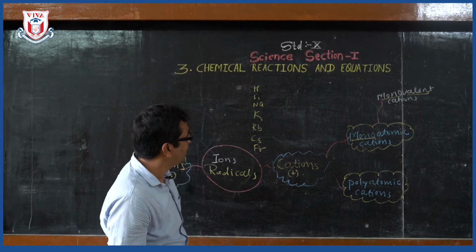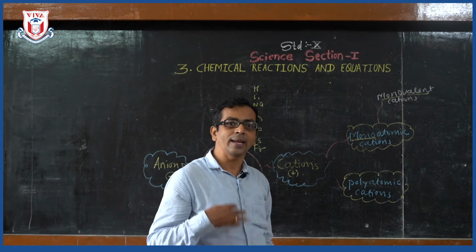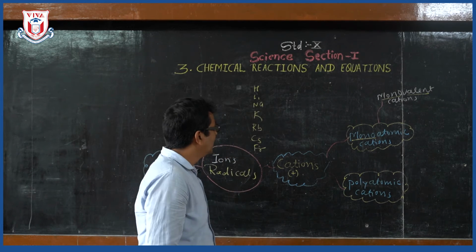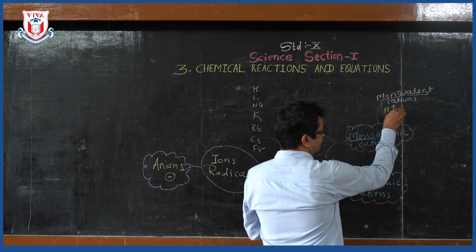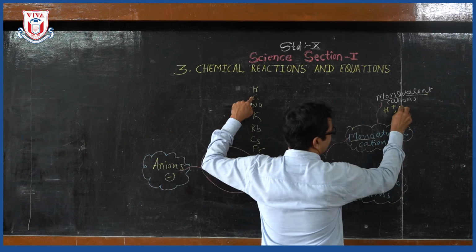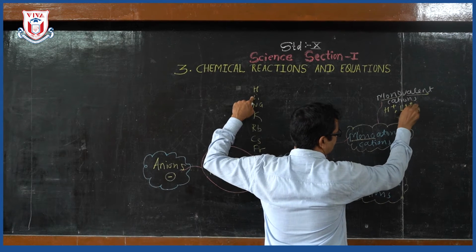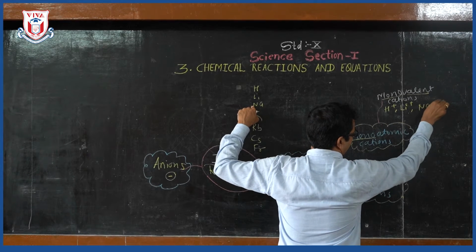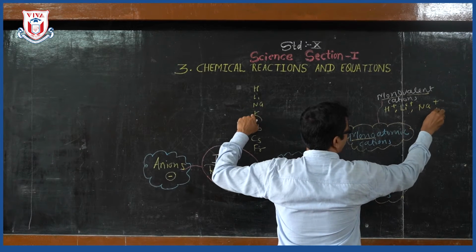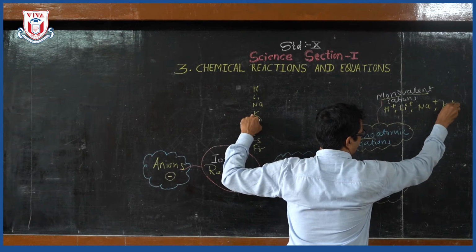These group first elements lose one electron and convert into, I can write here, H plus. You can write lithium, that is Li plus. You can write sodium, that is Na plus. You can write potassium, that is K plus.